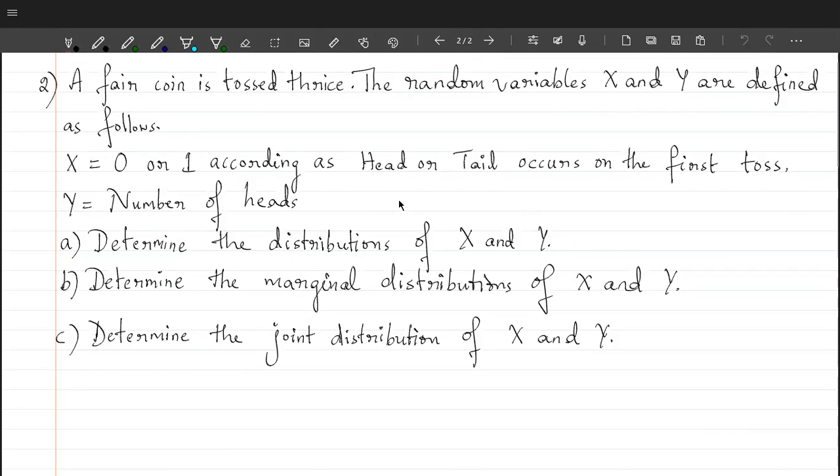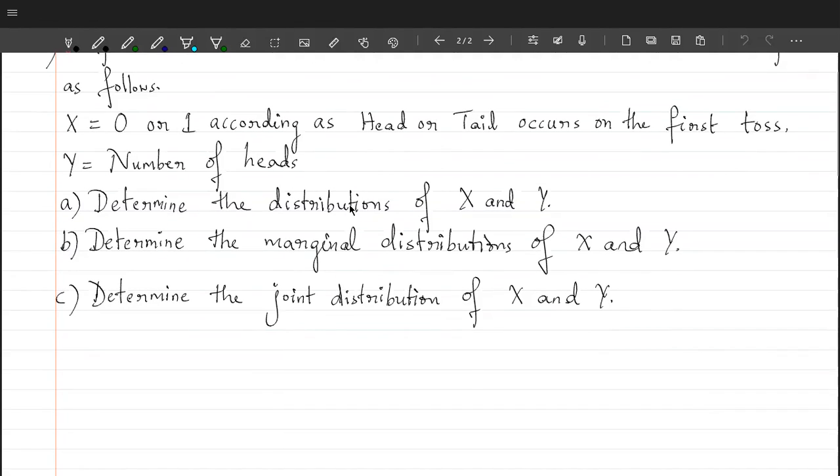And if the first toss result is head, then x will take the value 0. Suppose the first toss results in tail, then x should take the value 1. Y is equal to number of heads. That is, suppose you toss the coin 3 times and the outcome is H, H, H. That is, in all 3 tosses, the result was head. Then y will be equal to 3. Like that, you will have to compute the values of x and y.